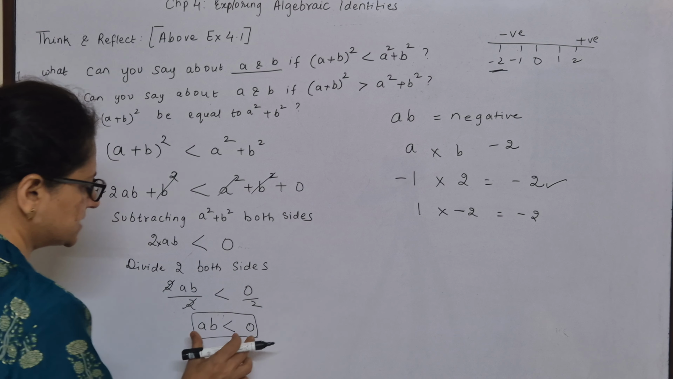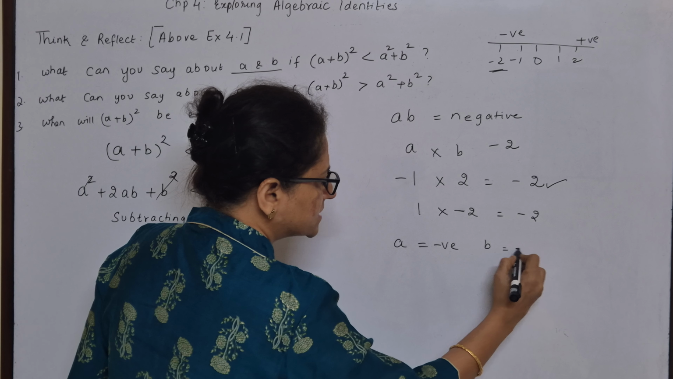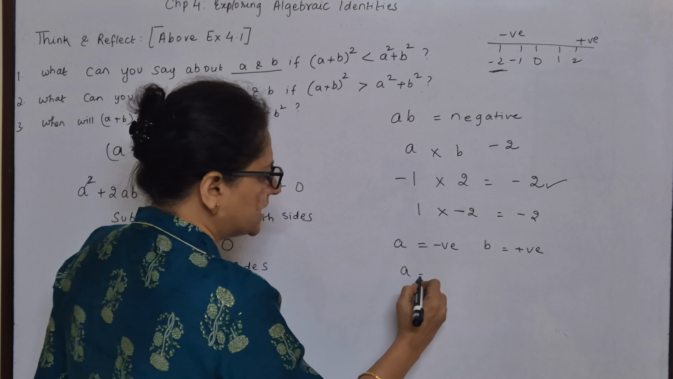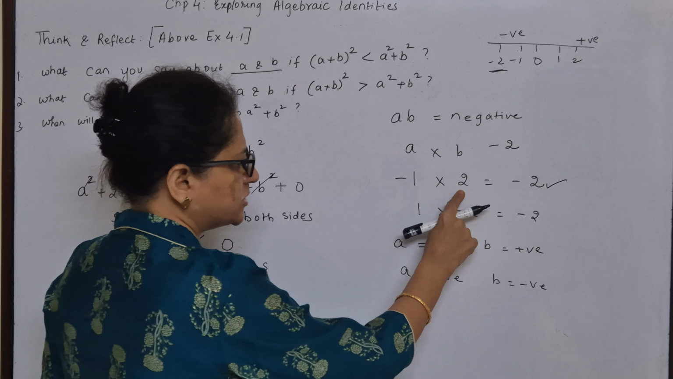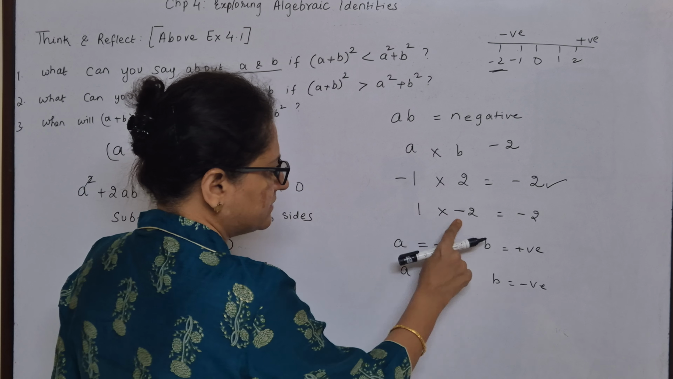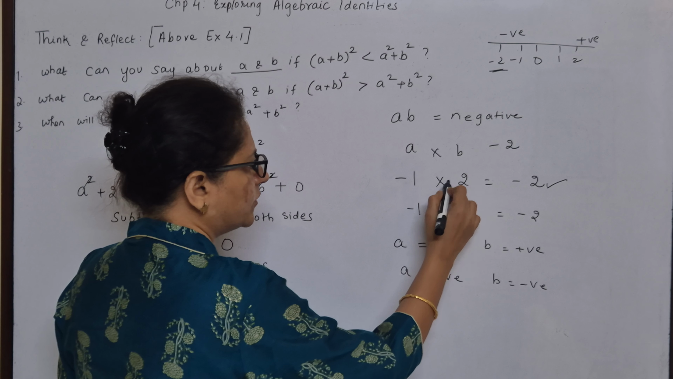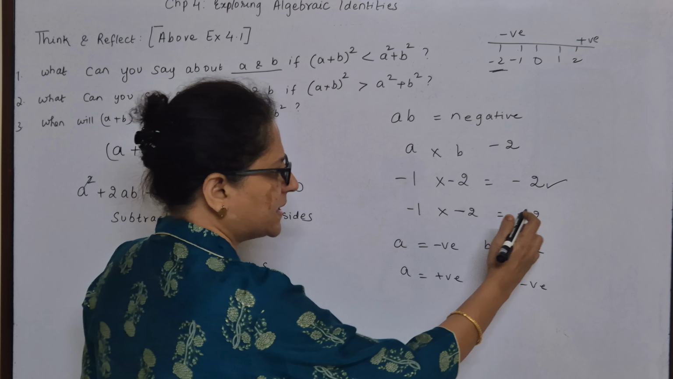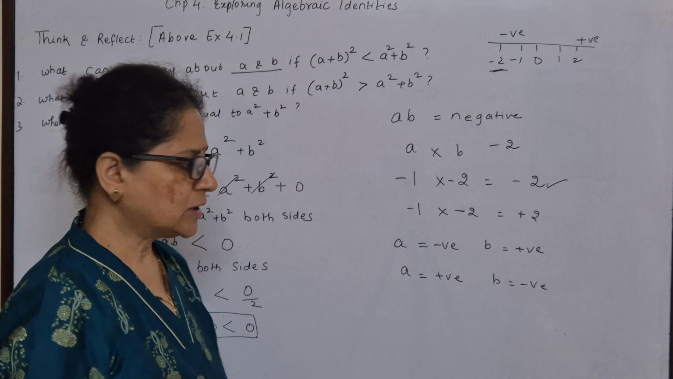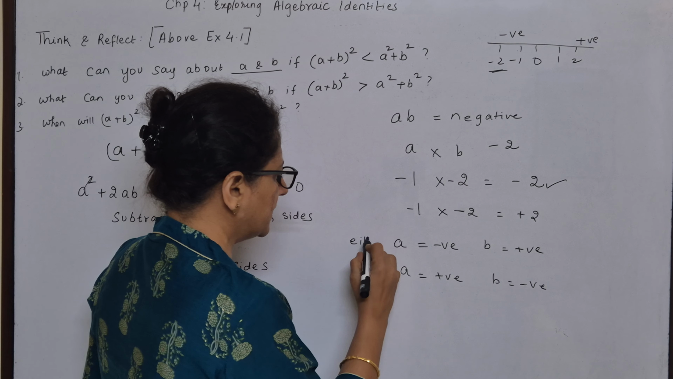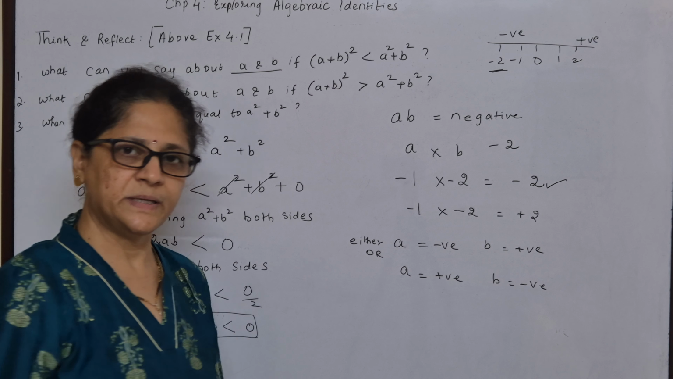That means this condition is getting fulfilled when A is negative and B is positive, or when A is positive, B should be negative. Both cannot be negative, because if I put negative for both, minus into minus I will get plus 2. Then AB is not negative, AB becomes positive. So either A should be negative and B should be positive, or A should be positive and B is negative.